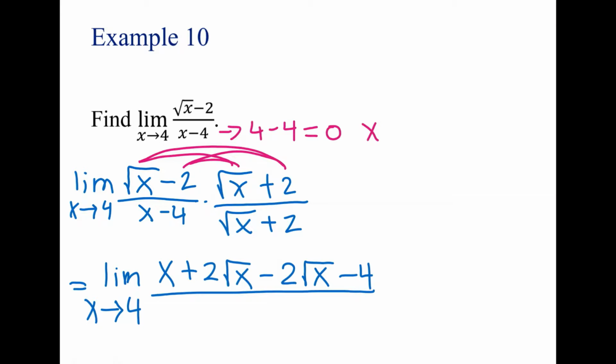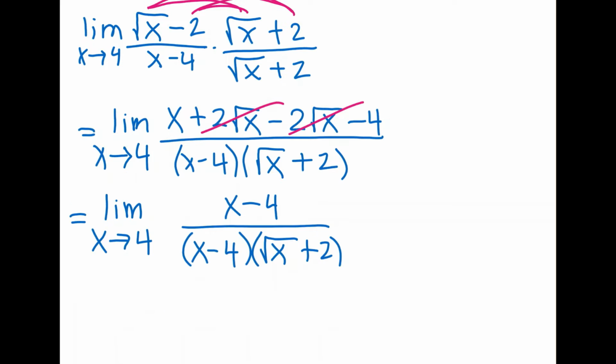Notice that one of the expressions in the denominator doesn't have a square root, and the other one does, so we're just going to leave these separate. Now let's simplify the top expression. We have plus 2 root x minus 2 root x, and these add up to 0, so we can go ahead and get rid of them. Now let's simplify the expression.